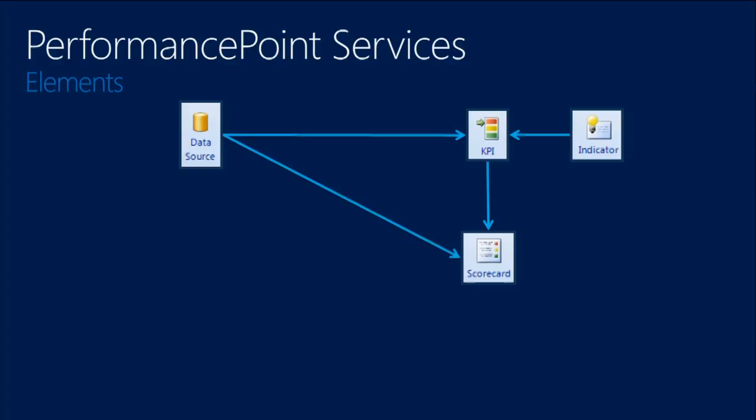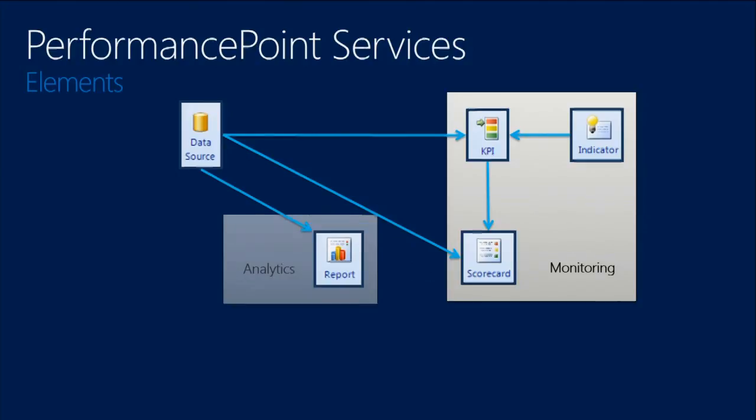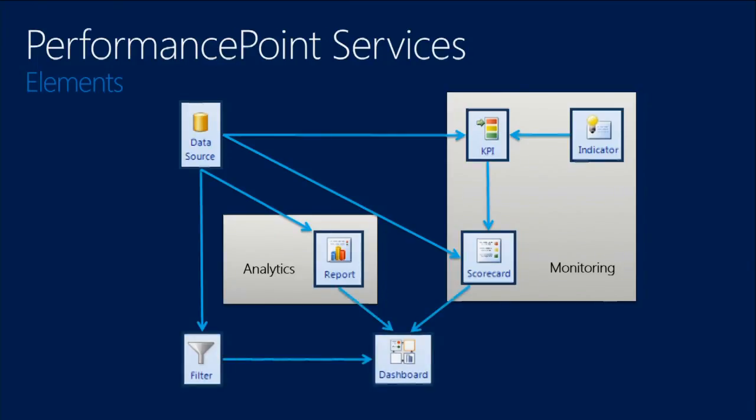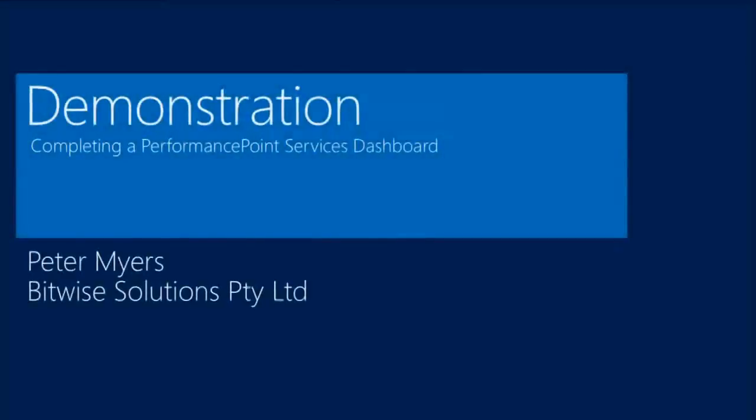Scorecards can also use the data source to provide filtering and context, and this is the monitoring capabilities that answer questions like, how are we going? How is our profitability? Is it on track? And in particular, where the profitability is not on track, we have reports, and these deliver the analytics that allow you to then answer the questions like, why aren't we on track? Why is it that we're not meeting target? Then you can define filters and assemble dashboards from those filters and the scorecards and the reports. Let's see this in demo.